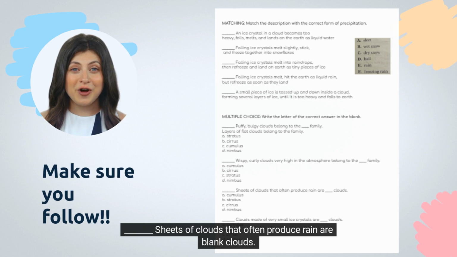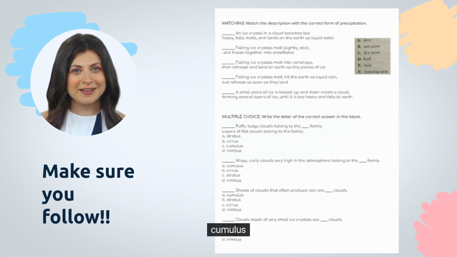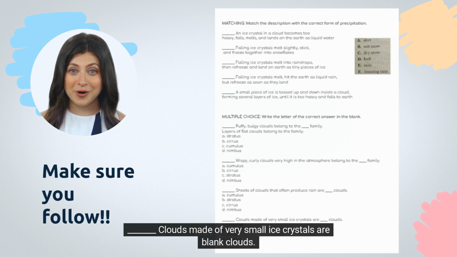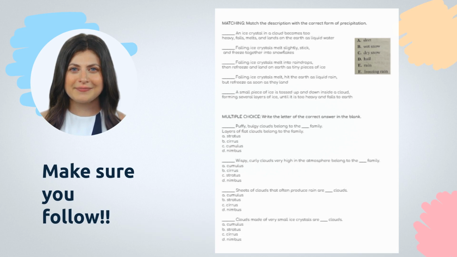Sheets of clouds that often produce rain are blank clouds. A. Cumulus. B. Stratus. C. Cirrus. D. Nimbus. Clouds made of very small ice crystals are blank clouds. A. Cumulus. B. Stratus. C. Cirrus. D. Nimbus.